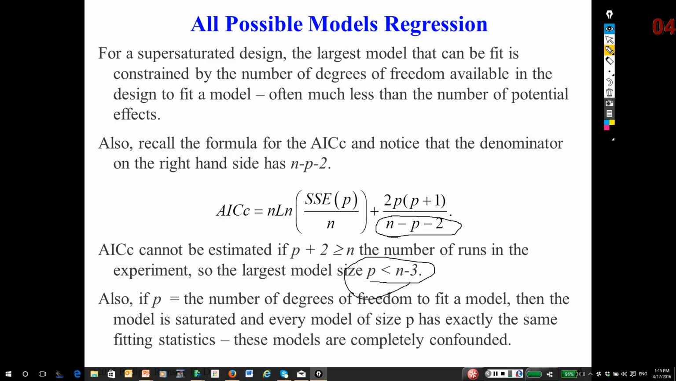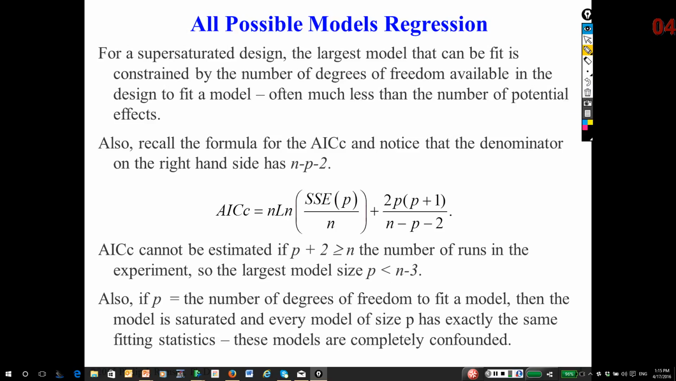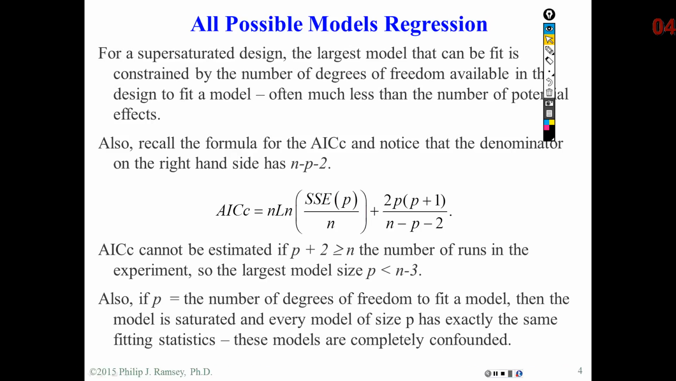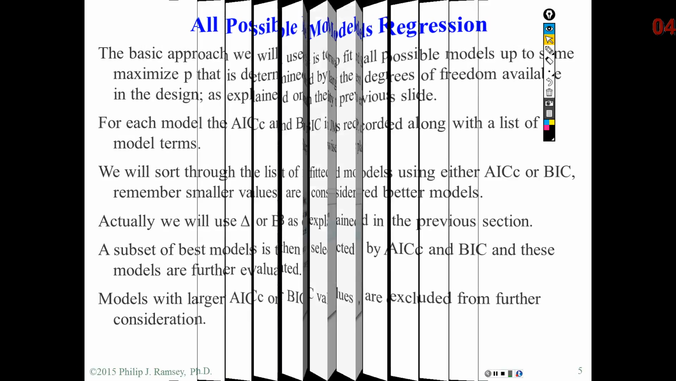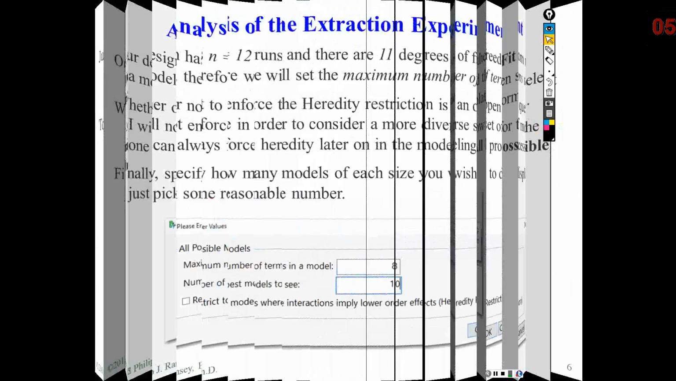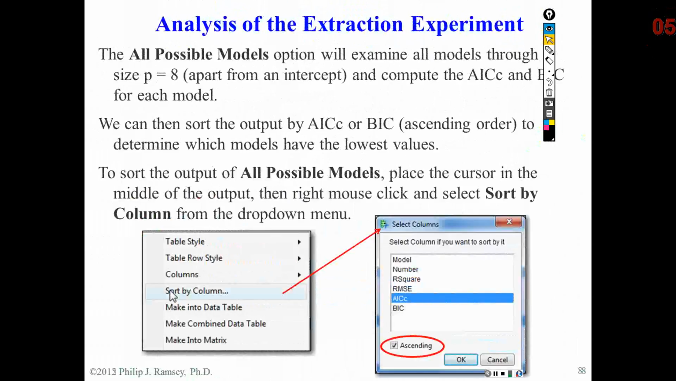So if you take a look at the number of unique runs, it's 12. Minus 3 says that p has to be less than 9. So we're going to go ahead, and what we will do is we will go ahead and use p equals 8. That's the best we can actually do in our study. So I'm going to go ahead and actually switch over to JMP, and we'll show how to do this.